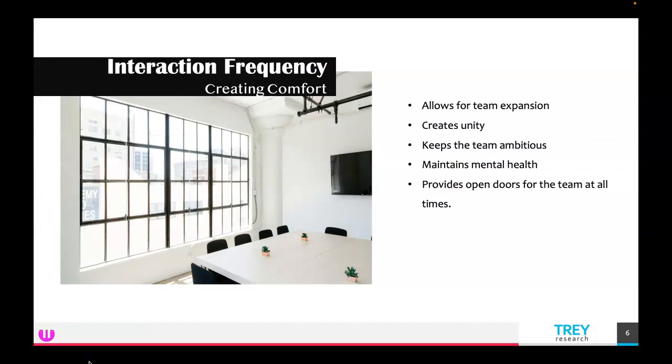Next, we have interaction frequency. Interaction frequency is where we are creating comfort, allowing for team expansion, creating unity, keeping the team ambitious. It also helps in maintaining our overall mental health, providing open doors for the team at all times.